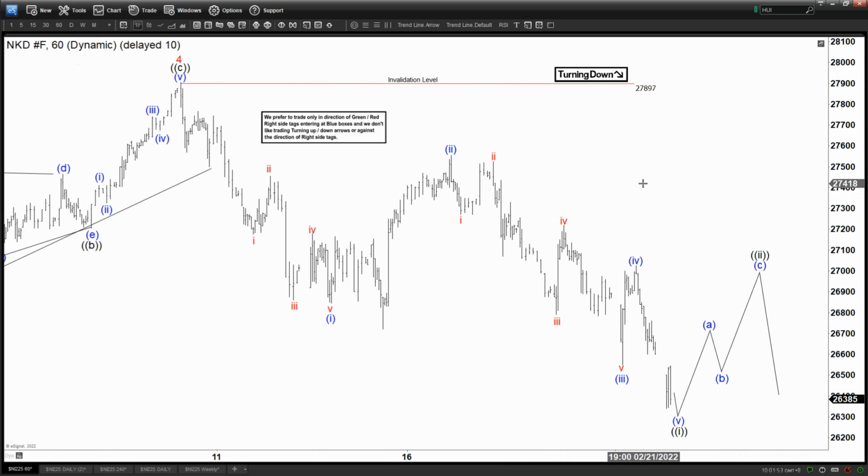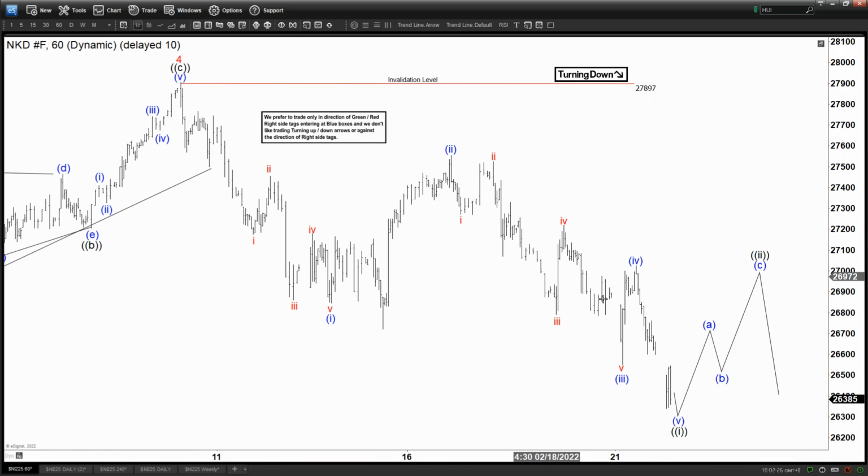This is a 60 minutes chart. We can see we ended wave 4 in the minor degree right here at 27,897, and that means we are presently within the wave 5 on the downside. Within the wave 5 it subdivides into 5 waves, in which we should be ending 1 of 5 here soon, and then from there we can get a rally, then fail and go down again, extending to the downside as long as we stay below 27,897.